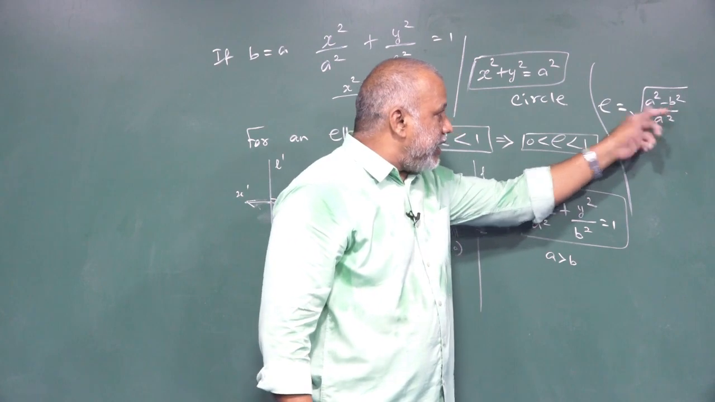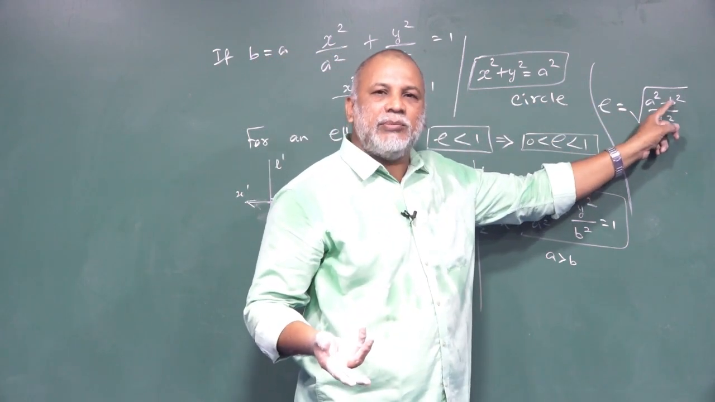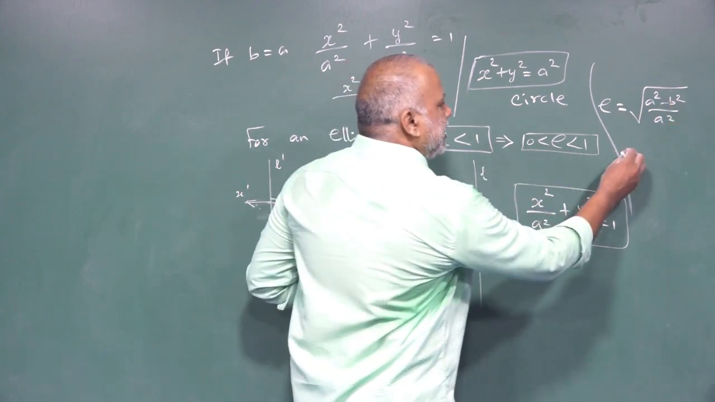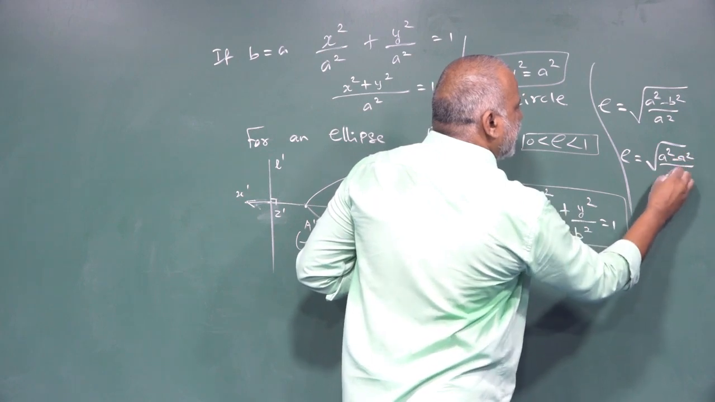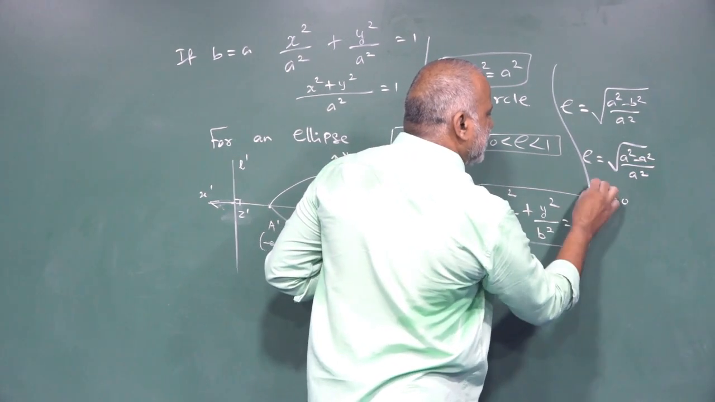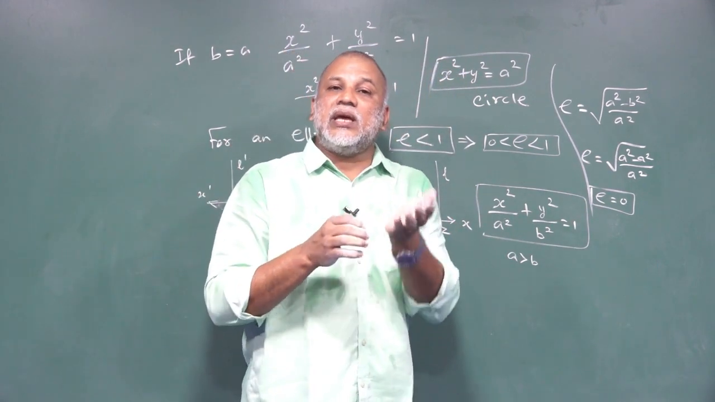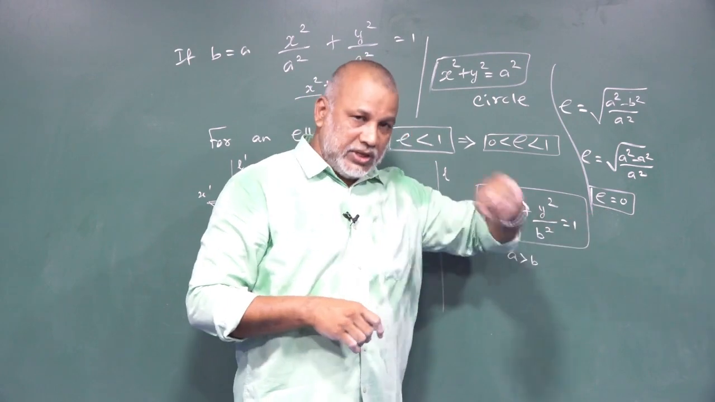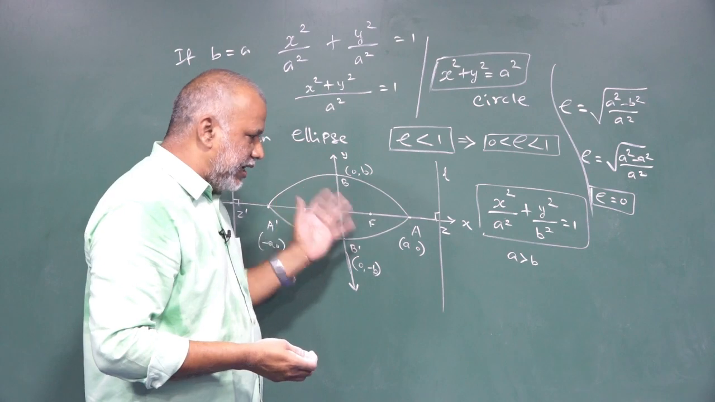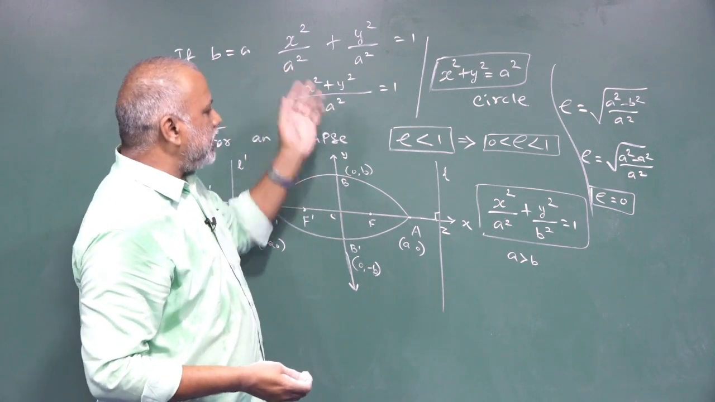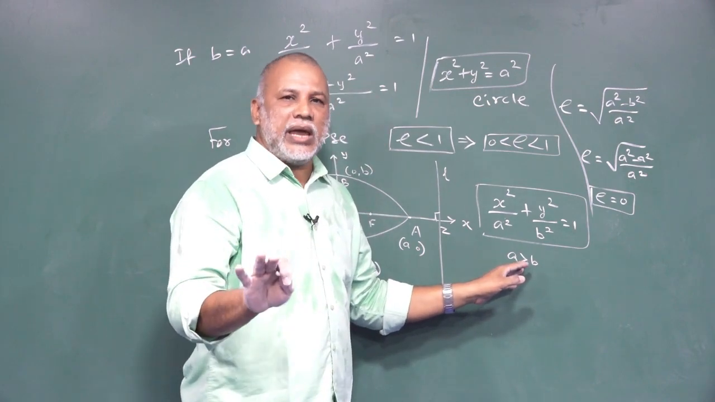See here, b squared equal to a squared. So instead of b squared I am replacing a squared. What will become? a squared minus a squared in the numerator, square root of a squared minus a squared by a squared. Therefore, e must be 0. This is one important question: the eccentricity of a circle is 0. How does it come? See, this is the diagram of an ellipse. In the general equation x squared by a squared plus y squared by b squared equal to 1, always a greater than b, then only it is called an ellipse.